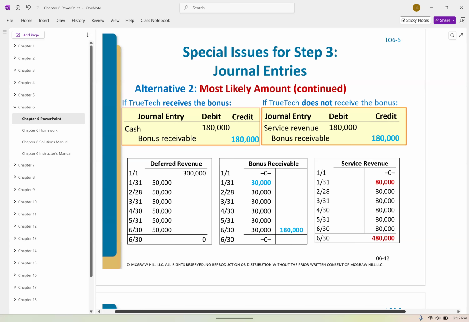If TrueTech does not receive the bonus, they are going to take that out of the service revenue, that 180,000. See, that's really weird. You're debiting service revenue because you're decreasing it. You're crediting the receivable to get rid of it, to get it out of there.